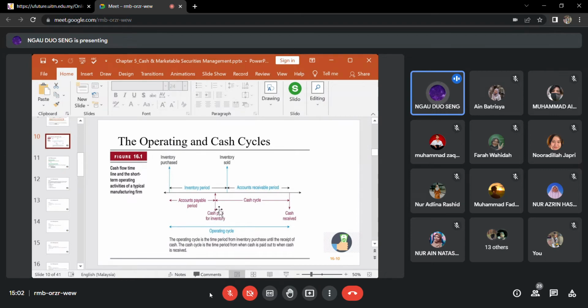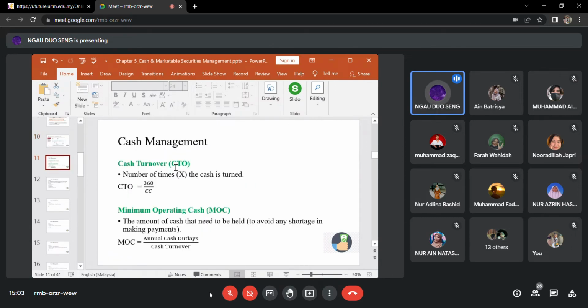If you want to pinjam from the bank, first question bank ask you berapa you nak pinjam. So of course based on the raw material punya harga, you pinjam. Second question bank akan tanya you, berapa lama you nak pinjam. So how we calculate? We using this formula to help us lah to calculate berapa lama. Okay, this one adalah konsep dia. Alright, okay or not? Okay, sir.